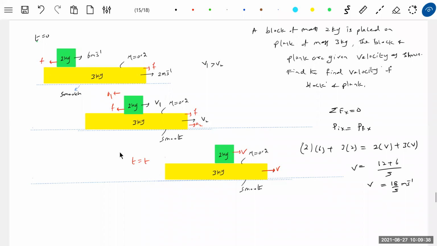Where did that energy go? Work done by the friction. Sir, momentum conserved, and you are saying energy not conserved. Because net work done by friction is non-zero here. So how to calculate that? So you know final kinetic energy, you know V, everything. So initial kinetic energy, work done by friction equal to final kinetic energy minus initial kinetic energy.